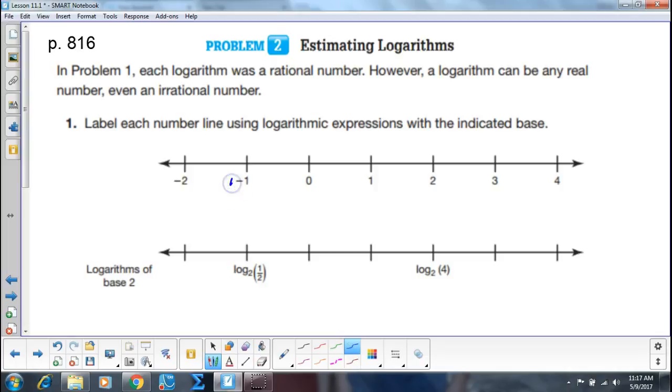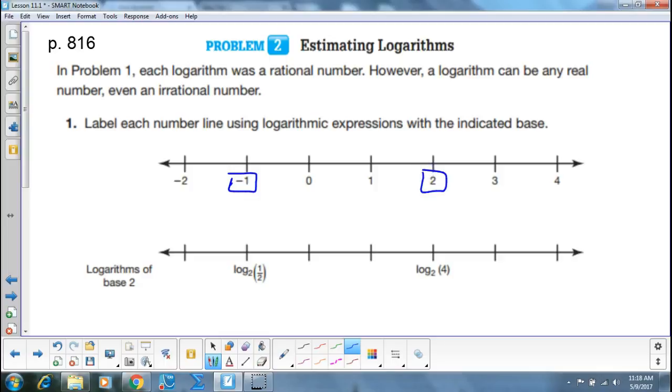-1 on the number line is the same as log base 2 of 1/2. What exponent do I have to put onto 2 to get 1/2? The answer is -1. What exponent do I have to put onto 2 to get 4? It is 2. So that's where the 2 comes in.